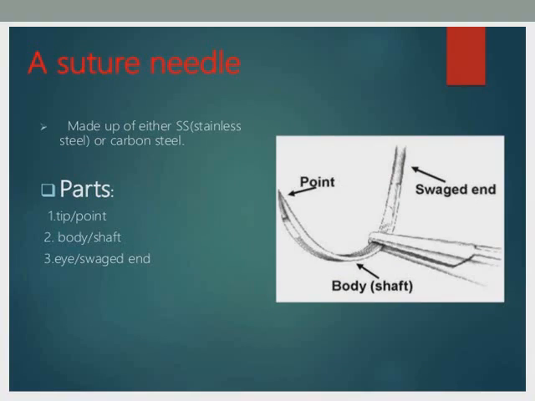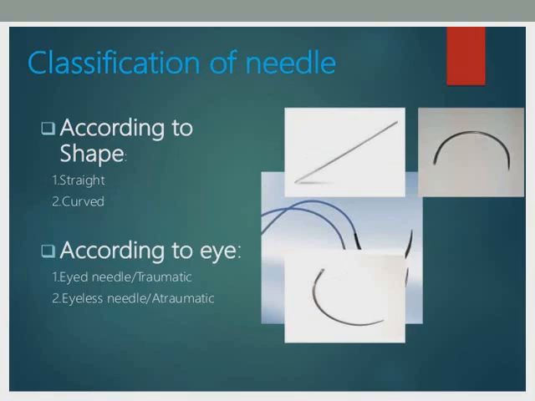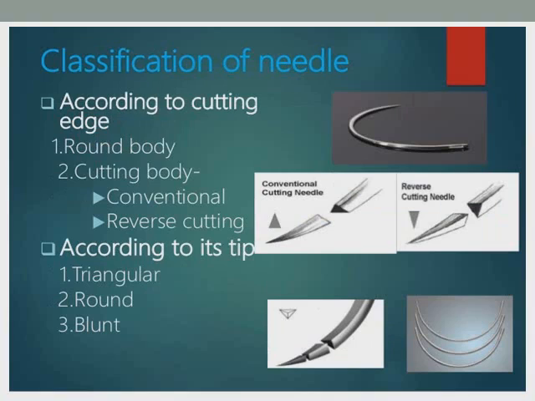السوتشر نيدل. البارتس مالت السوتشر نيدل هي التيب اللي هي البوينت and body اللي هو الشافت and eye switched end. Classification of needle according to shape. طبعا هي راح تكون يا اما straight يا curved. According to eye راح تكون eyed needle هي راح تكون traumatic حادة, او eyeless needle traumatic راح تكون rounded.